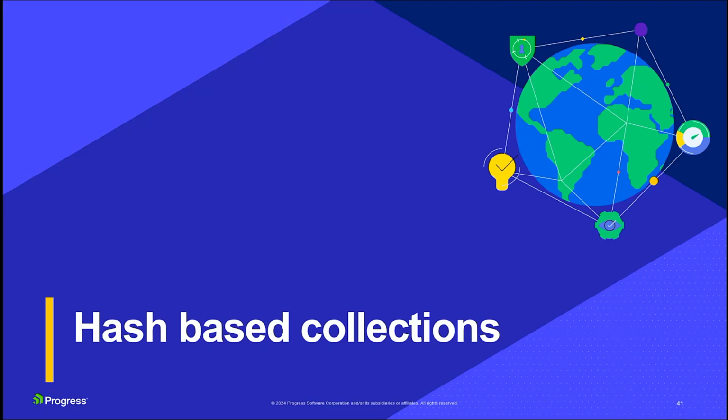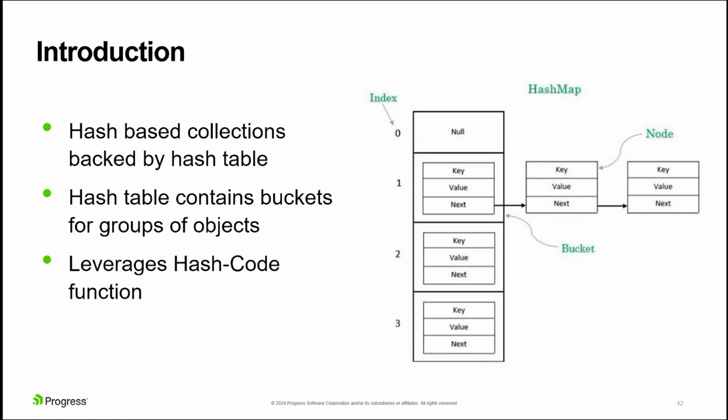So now let's see what hash-based collections are and how they're implemented in OpenEdge using the hash code function. Hash-based collections, as the name suggests, are backed by a hash table. This hash table contains buckets for a set of objects. This leverages the hash code function, which is newly added to OpenEdge as of release 12.7.